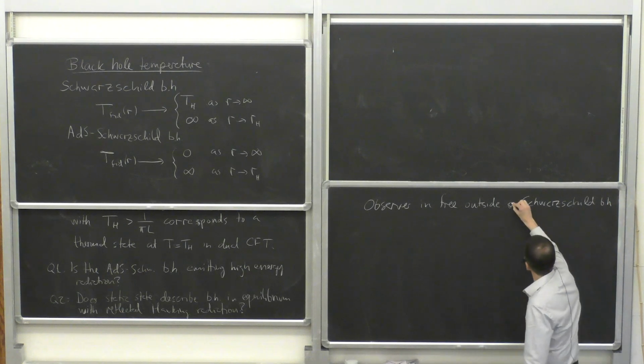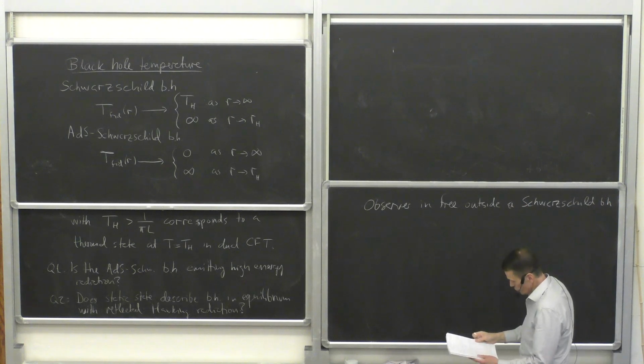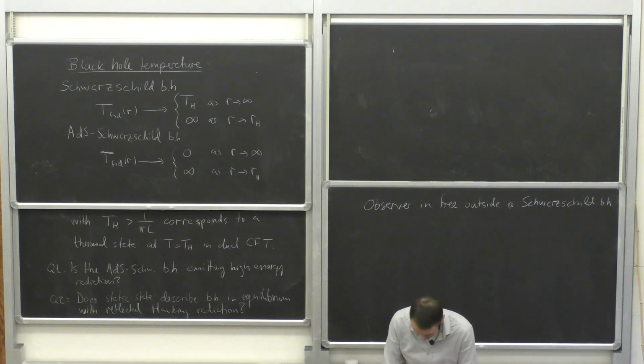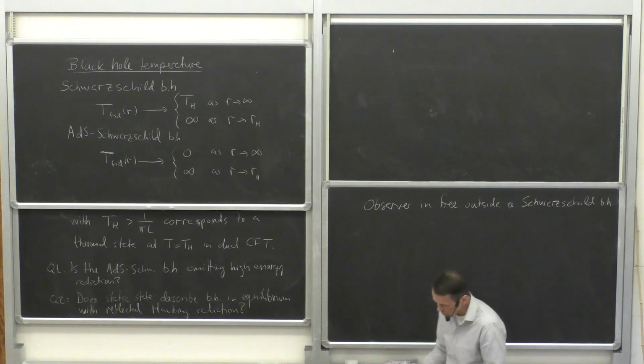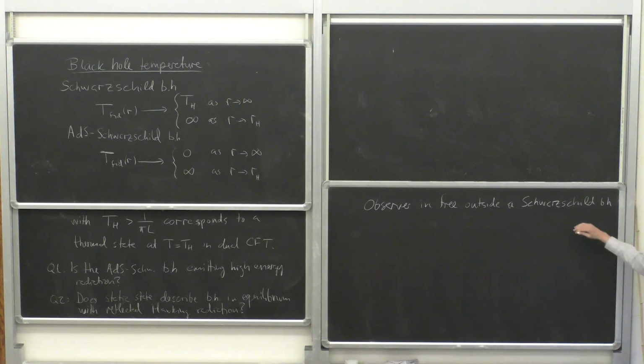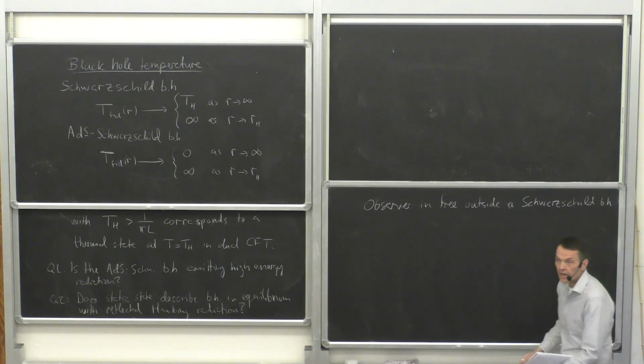And we want to know what temperature that observer measures. Okay. Now, the method I'm going to use is the so-called embedding method. I'm going to embed the Schwarzschild black hole space-time into a flat, higher dimensional space-time.